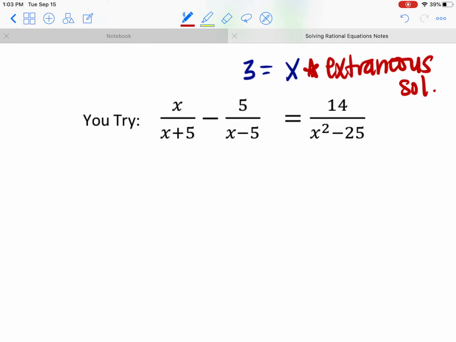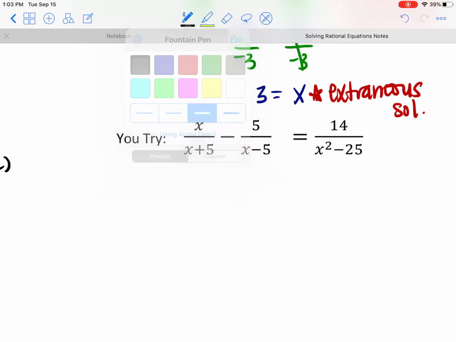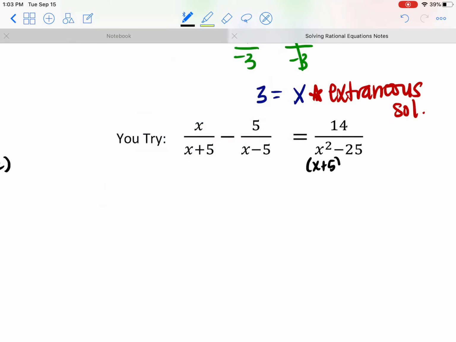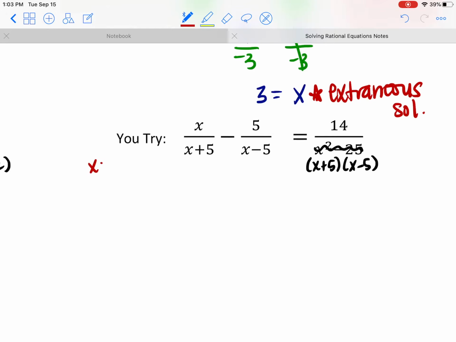Again, if you want to give it a shot, feel free to pause and try it out. If not, let's see. This is a difference of squares. We want to factor this into x plus 5, x minus 5 before we do anything else. And now we can see that x cannot equal 5 or negative 5. And again, we have a common denominator that includes two binomials, an x plus 5 and an x minus 5. So we're going to multiply here by x minus 5, multiply here by x plus 5, and the third fraction is good. It's got the common denominator already.